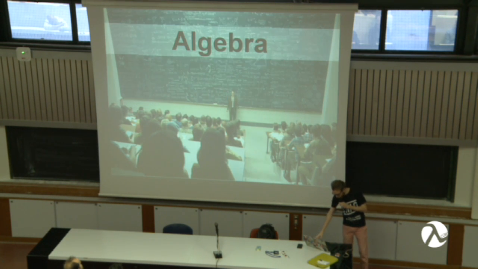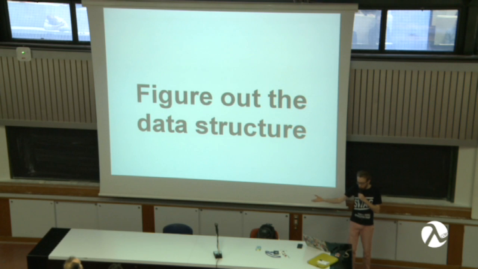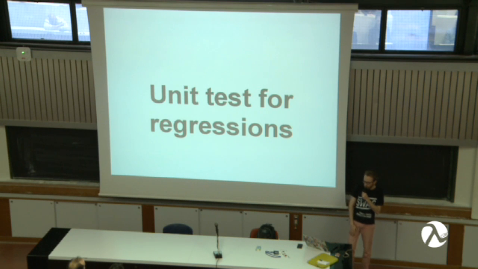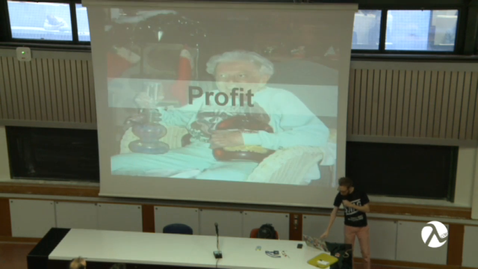And when you've done that, then you can figure out how the data structure exists in memory. But you do that only after having a clear specification. And then you can implement. You can optionally unit test to catch regressions. It depends. And then you profit.